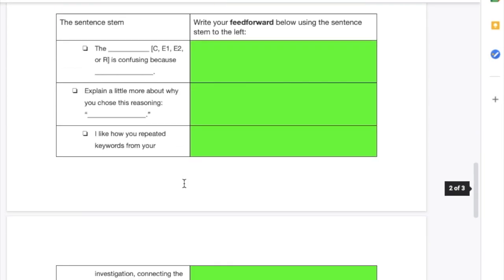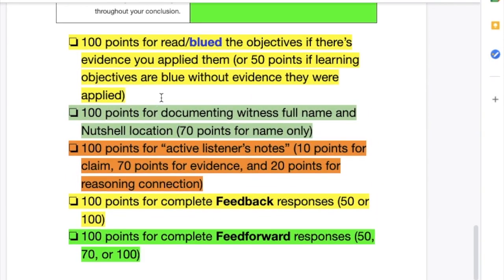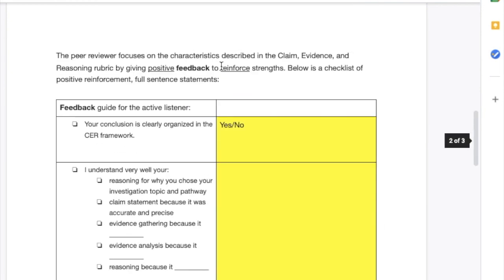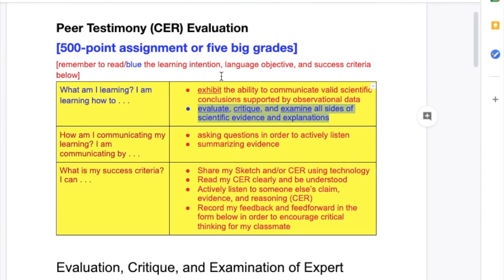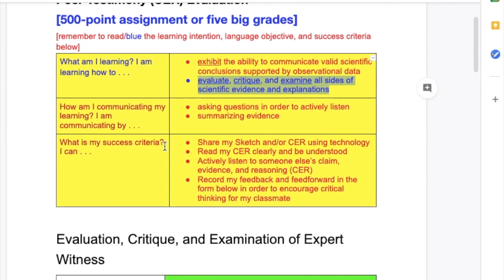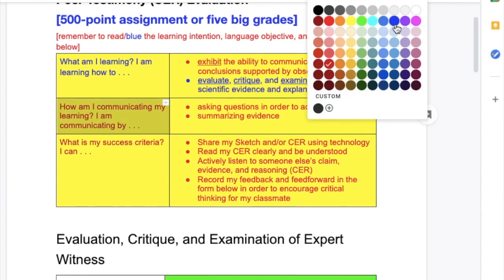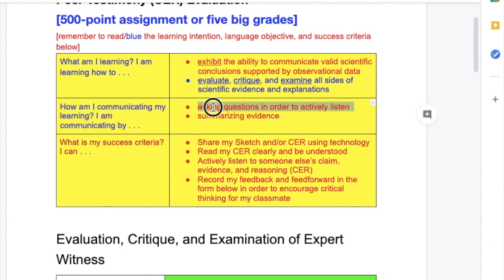And so I'm going to go back down here to the bottom. Am I finished with that? 100 points if I read all the objectives, if there's evidence I applied them. How can I get evidence to show I did that? Well, how am I communicating it? How am I going to communicate my evidence? Well, there's going to be asking of questions in order to actively listen and summarizing of evidence. I'm going to have to do both those things.